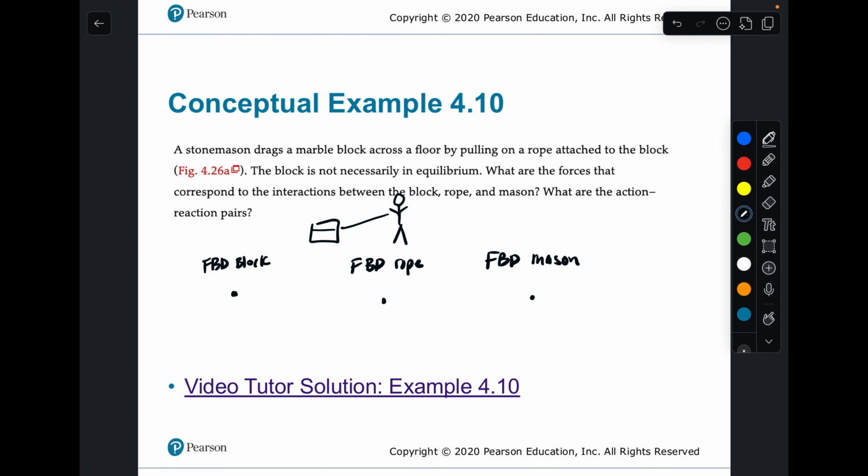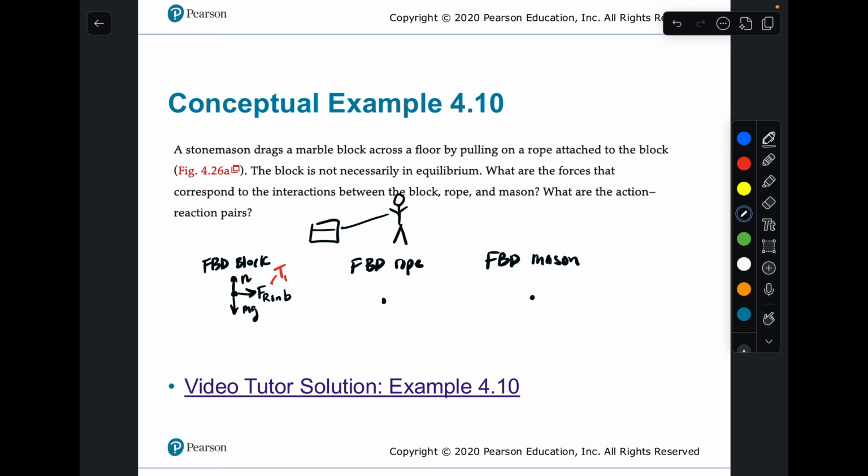Okay. And so what are all the forces acting on the block? The block is on the surface of the earth, so therefore it's got a normal force and a weight. And then there's a horizontal force, which is going to be equal to the force of the rope on the block, which has a name, which we call tension. So I'll mark that as T1, the first tension.